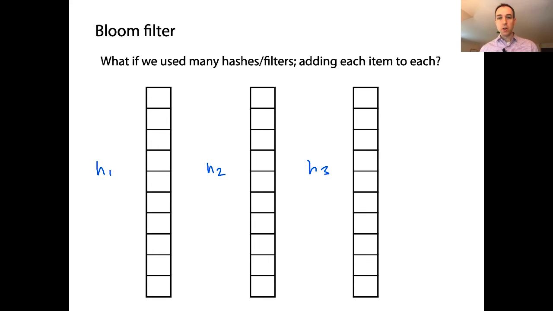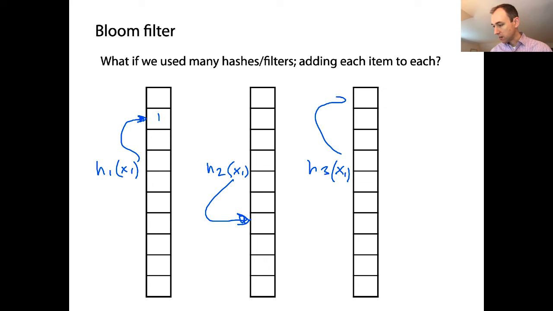And so when an item is being inserted into this array of Bloom filters, into this collection of Bloom filters, let's say that we insert that item in all the Bloom filters. So if the item x sub 1 comes along and h sub 1 maps x sub 1 to here, then we'll set that to 1. But then we also use h sub 2 to hash x sub 1, and maybe h sub 2 sends it here, and maybe h sub 3 sends it here.